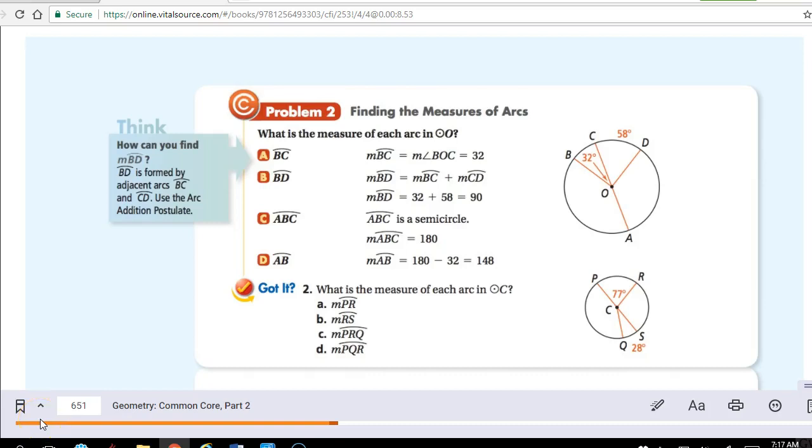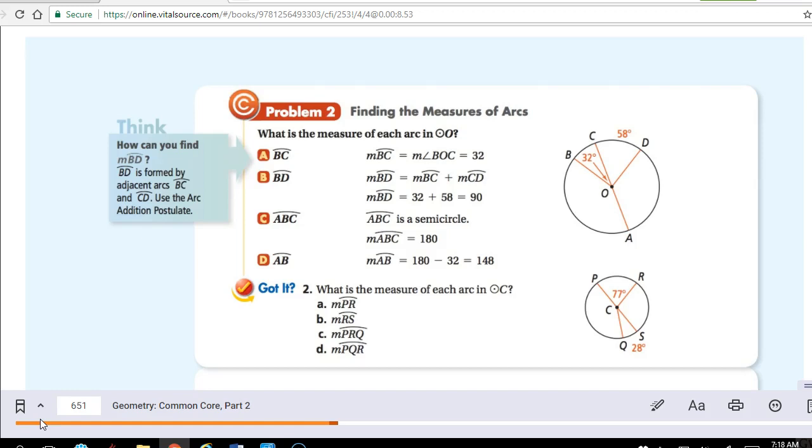Hello, we're in section 10.6 today looking at circles and arcs. We're going to look at problem number 2. Now, before you actually do any problems, you should always go back and read the previous sections because they give you a lot of great definitions and a lot of ideas.